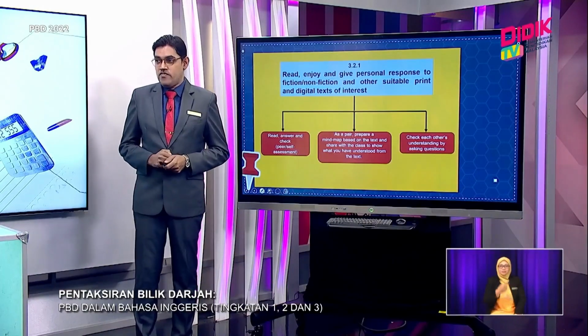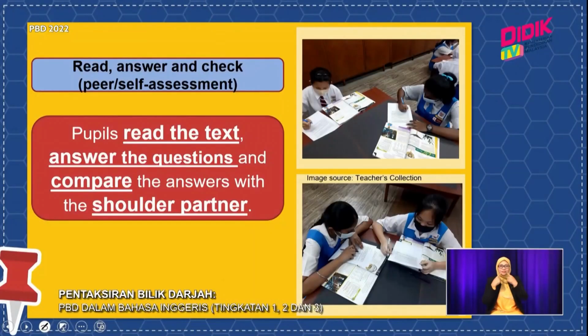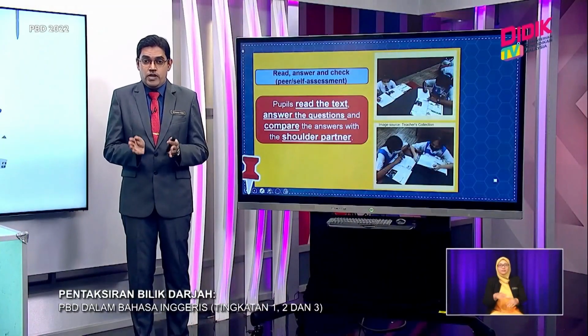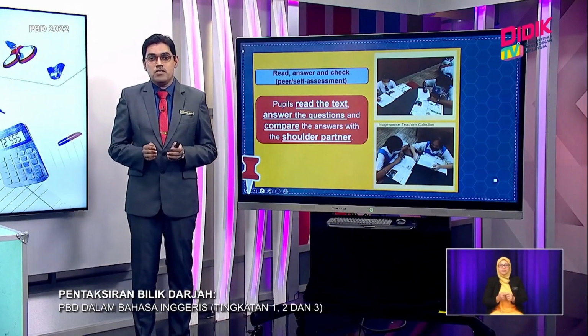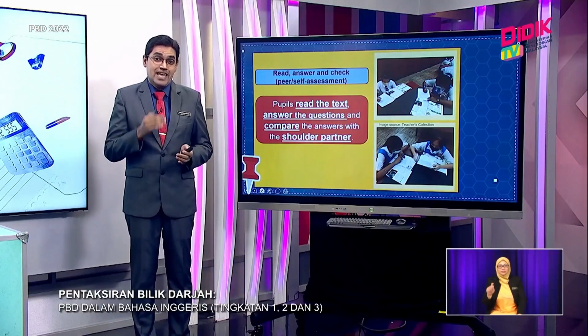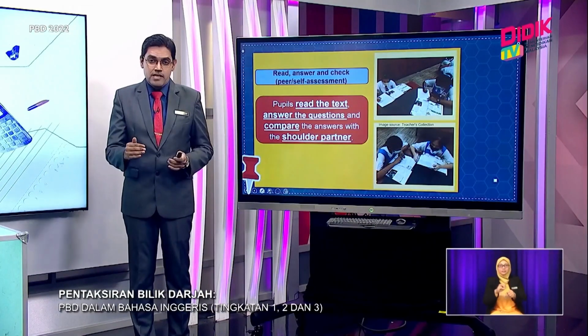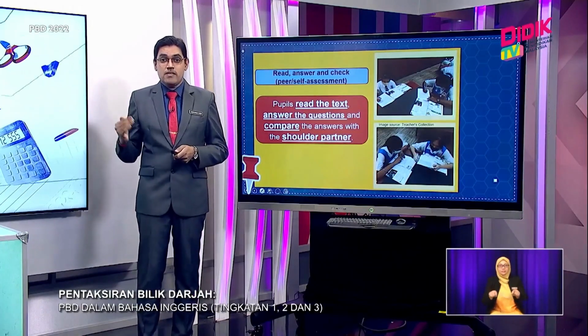Okay, let us look at the first one, which is read, answer and check. For this task, pupils read the text, answer the questions and compare the answers with their shoulder partner. On page 19, there is a text, Food, Food and Food, where there is a main task where people need to fill in the gaps with suitable answers. So this is the main task.